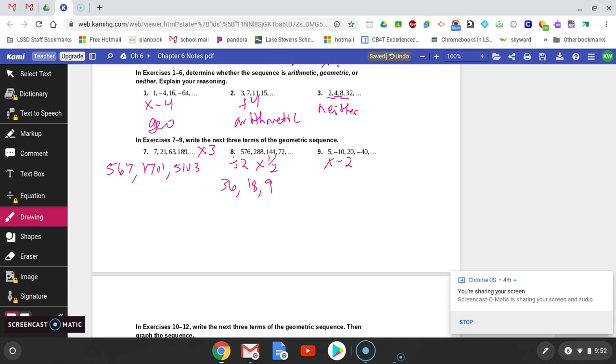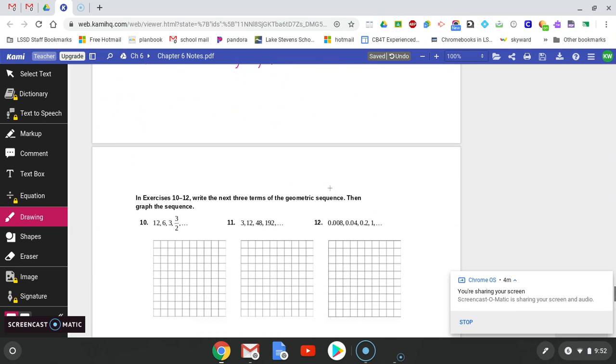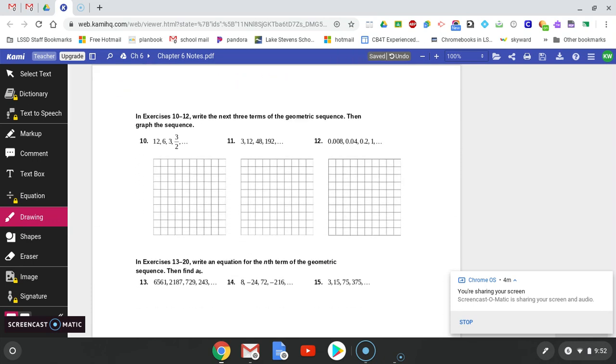So 5 times -2 is -10, times -2 is 20, times -2 is -40. So my next number would be 80, and then -160, and then positive 320. So I can always just extend those patterns out to find the next numbers in my sequence.